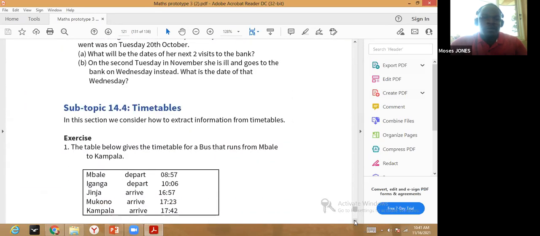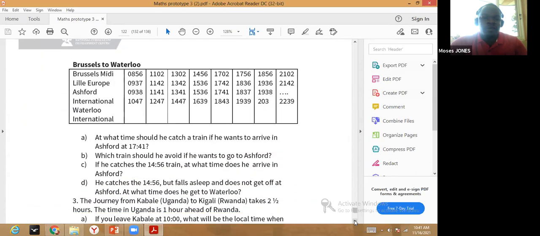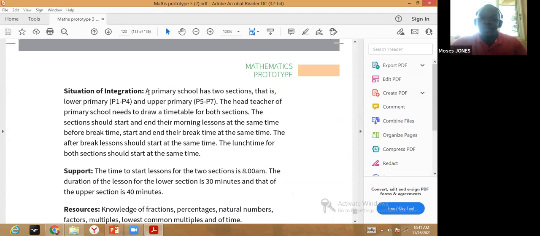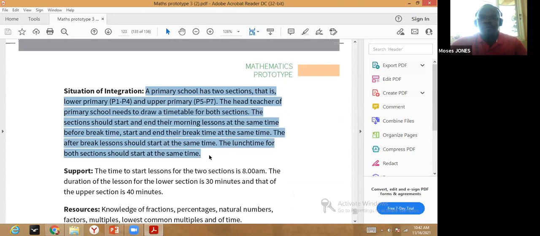I am sure all of you have been to schools where you have a timetable. So this is it. These are the questions by the way you're going to meet. Look at this question here. A primary school has two sections, the upper and the lower. The head teacher needs to draw a timetable for the entire school. These timetables cannot be drawn by any other person who doesn't have knowledge in mathematics. This is why you're now applying your telling time from here.